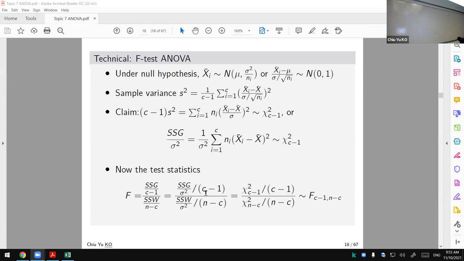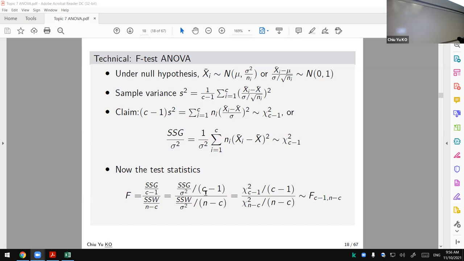Perhaps I didn't say it here, but you can actually check the math: when you have only two groups, this F will be the same as t squared. T squared is F. We will see it when we talk about regression, which is a general case of this ANOVA, but t and F are closely related. Basically, this is a generalization of the t-test.